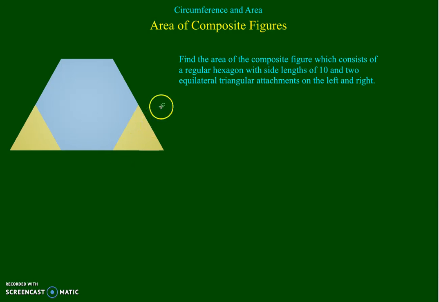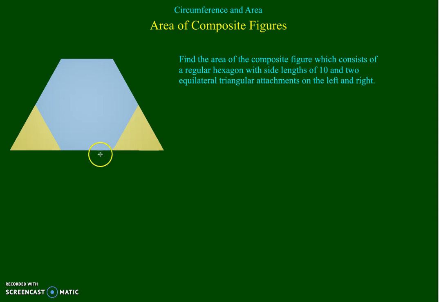In this example, we're given a composite figure which is made up of a regular hexagon with side lengths of 10 and two equilateral triangular attachments on the left and the right. So there's the regular hexagon, and these are equilateral triangles. All right, let's jump in and see what kind of information we have and where we need to go from here.